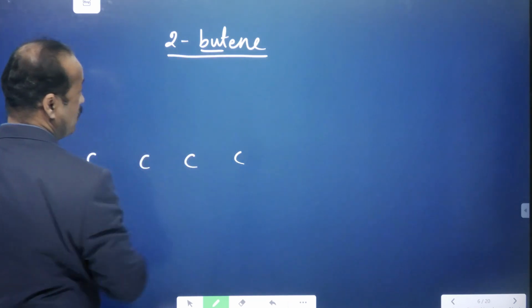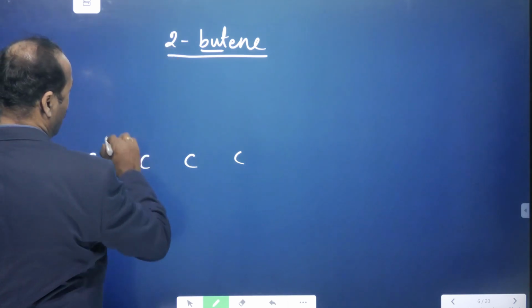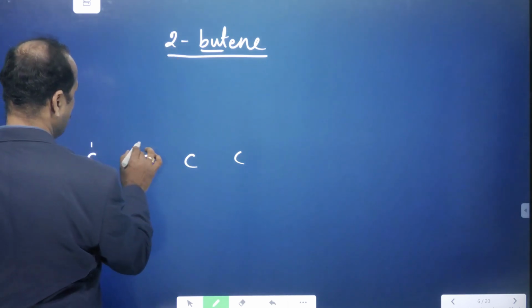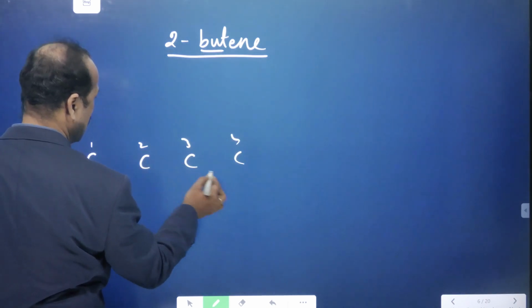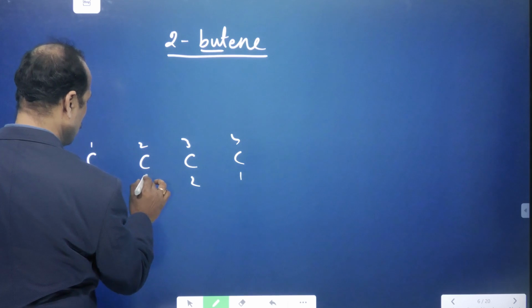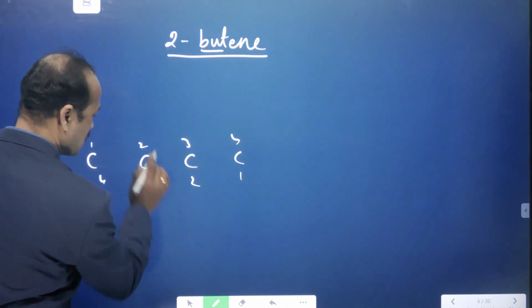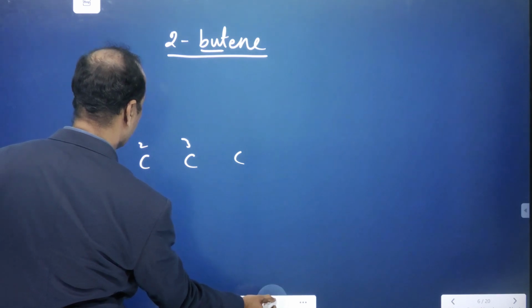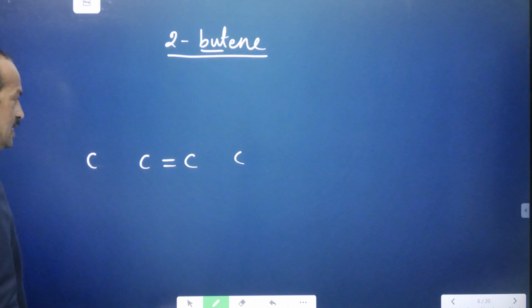And ene means what? A double bond. Where is the double bond? Between the second and third carbon. If you count from here, 1, 2, 3, 4, the double bond should be here, like this. So the double bond will be on the second carbon. Correct?